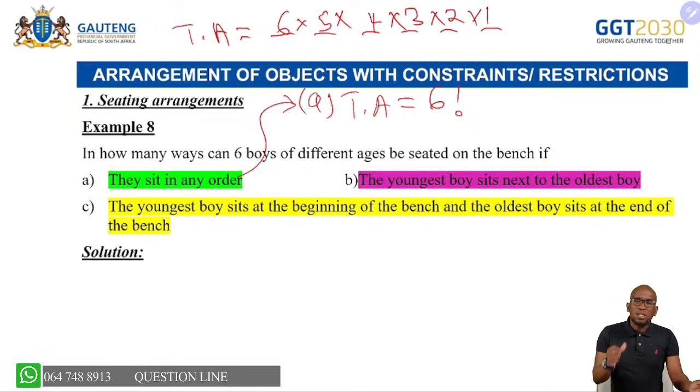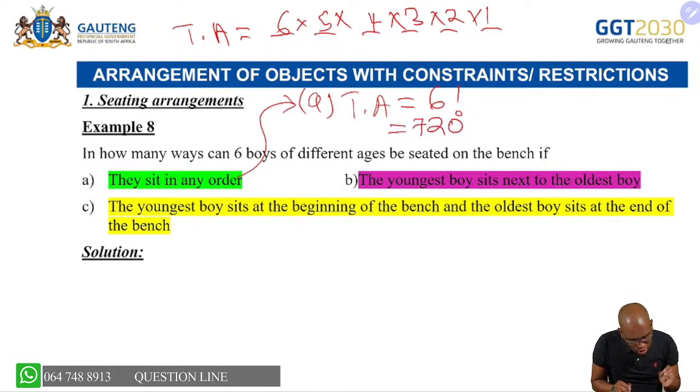However, we can see it's 6 boys and we want to arrange all 6, so we make use of rule 1, that is 6 factorial, and we check 6 factorial in the calculator. We get that this is 720. That is 720 ways. That is the first one.